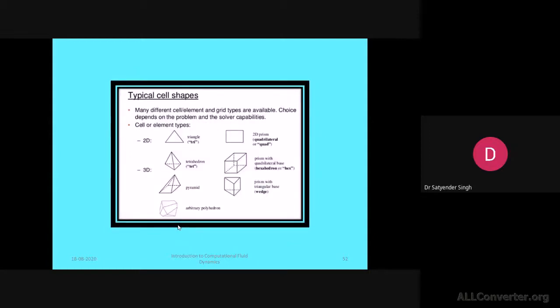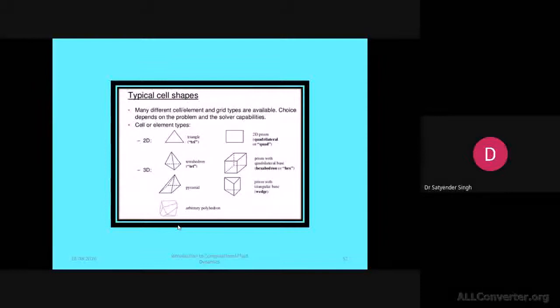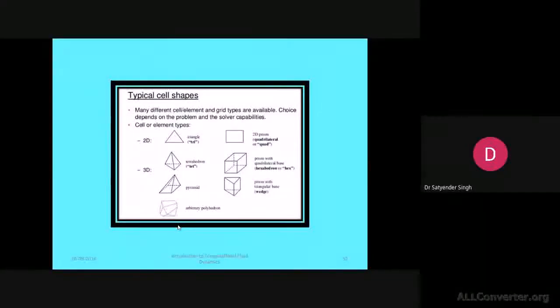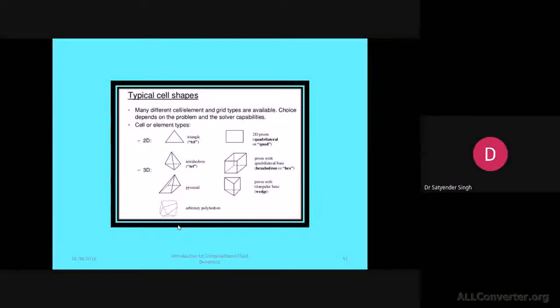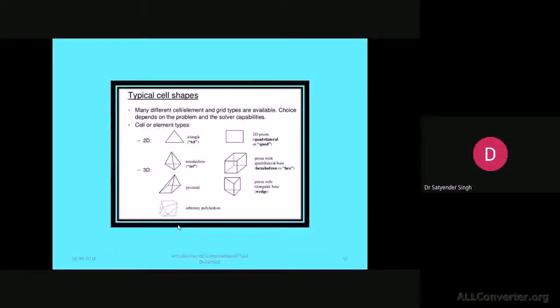Then various types of grids are available in CFD. For 2D problems, they are triangles and quadrilaterals. We also call them tri or quad. And for 3D, we have many types of cell shapes available. They can be tetrahedron, then prism with quadrilateral base, which we call hexahedron, and then pyramids, then prism with triangular base, which we call wedge, then arbitrary polyhedrons.